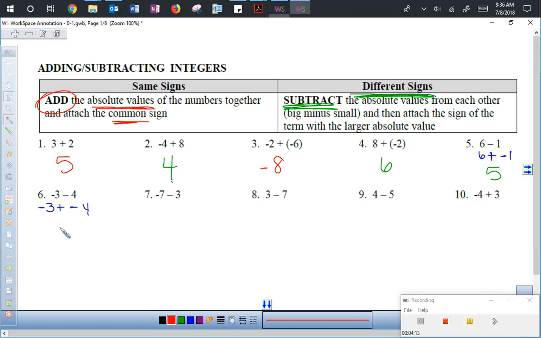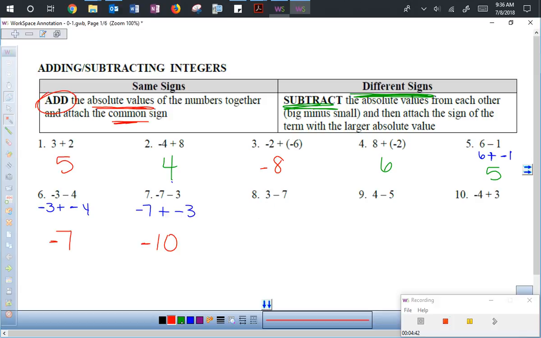So 3 plus 4 is 7, and then attach the common sign, so negative 7. On number 7, again, we need to rewrite that as negative 7 plus negative 3. Here, if you'll notice, I have the same signs, so we want to add the numbers. 7 plus 3 is 10. Attach the common sign, and we get a negative 10.